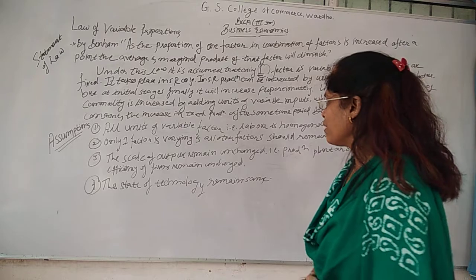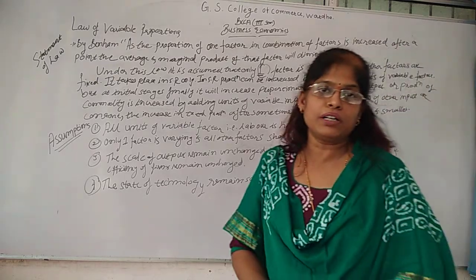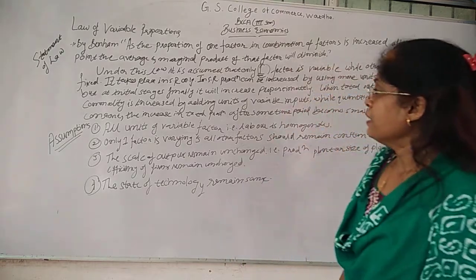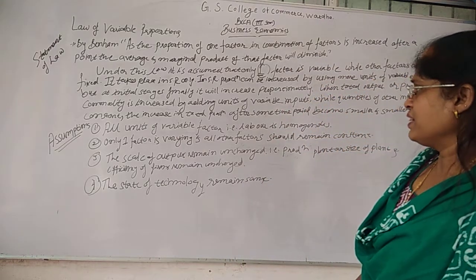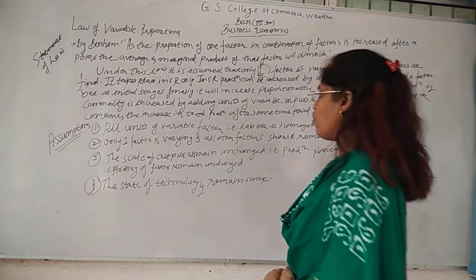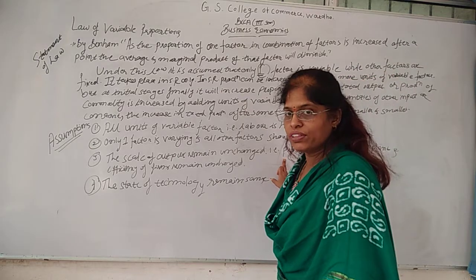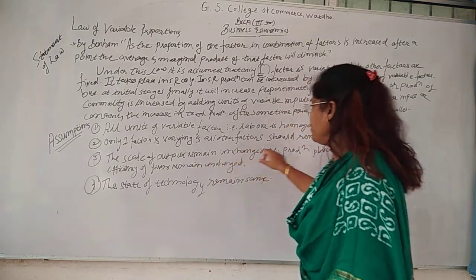Only one factor is varying and all other factors should remain constant. That is the basic fundamental of this law. Then only one factor is varying and all other factors should remain constant. The scale of output remains unchanged. This is one of the main assumptions of this law. The scale of output remains unchanged.